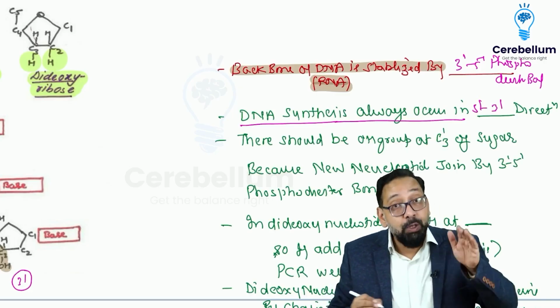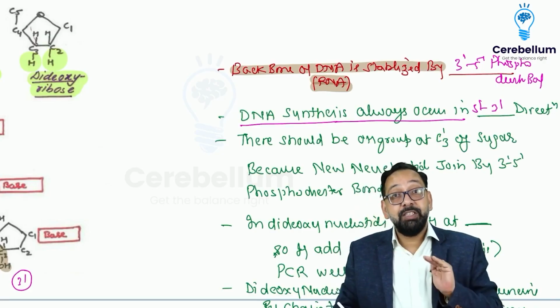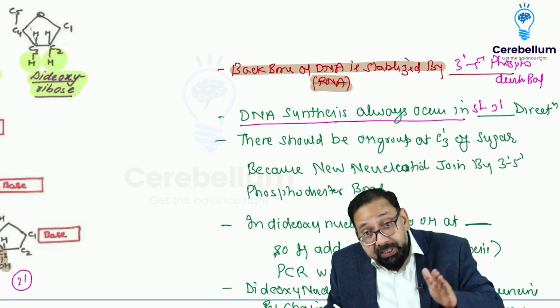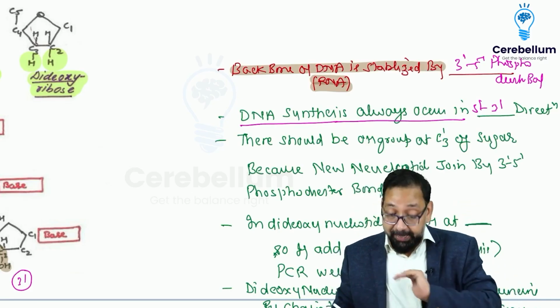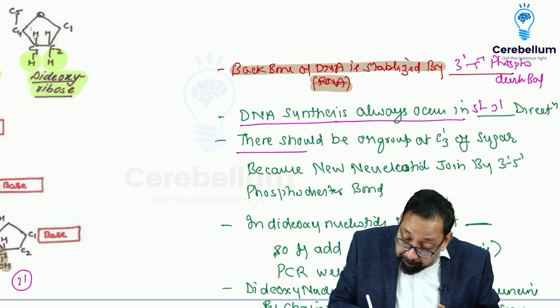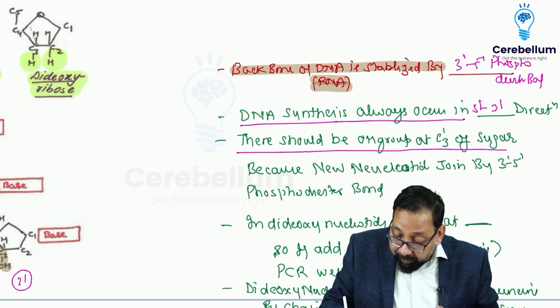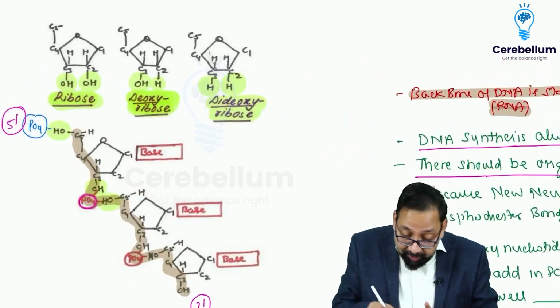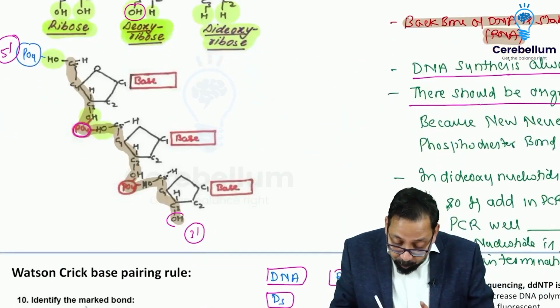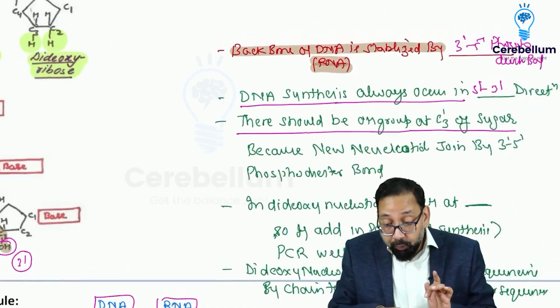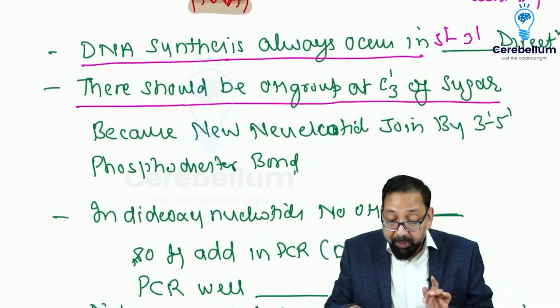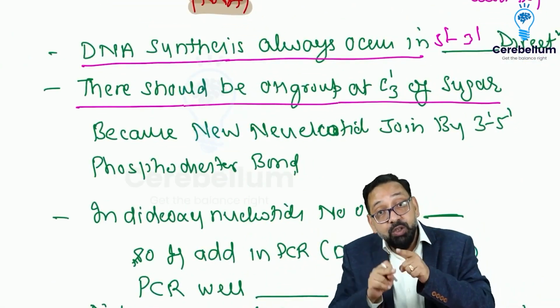Question: we always read in the 5 to 3 direction. Synthesis always occurs in the 5 to 3 direction. We always write in the 5 to 3 direction. And there should be an OH group at C3 of the sugar. Yes, at C3 of the sugar, there should be OH to make a phosphodiester bond. As you know, a phosphodiester bond is formed between the OH of C3 and the OH of C5.